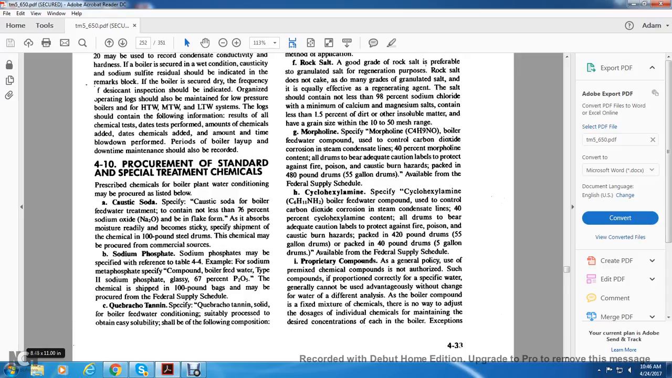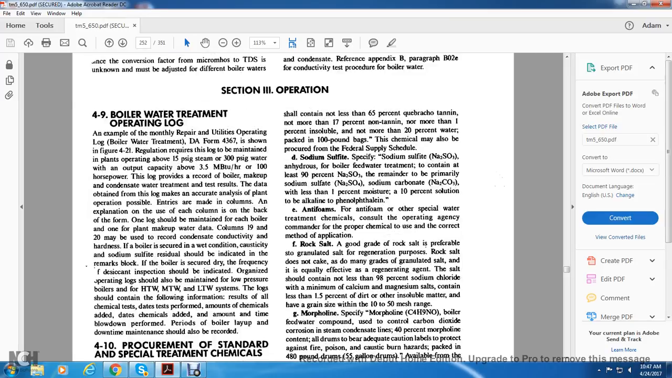Sodium phosphate may be specified by reference to Table 4. For example, specify sodium metaphosphate compound for boiler feed water, of the type sodium phosphate glassy, 67% P2O5, with the chemical shipped in 100-pound bags. It may be procured from the Federal Supply Schedule. Quebracho tannin. Specify quebracho tannin for boiler water treatment, suitable to obtain easily settleable sludge, with the following composition: not less than 65% quebracho tannin, not more than 70% non-tannin, not more than 1% insoluble, not more than 20% water, packed in 100-pound bags. The chemical may also be procured from the Federal Supply Schedule.